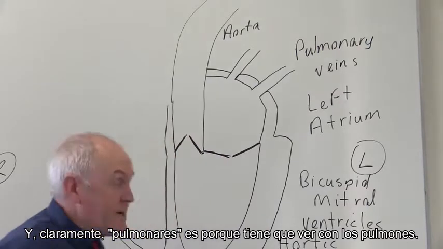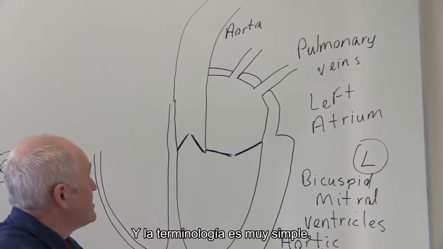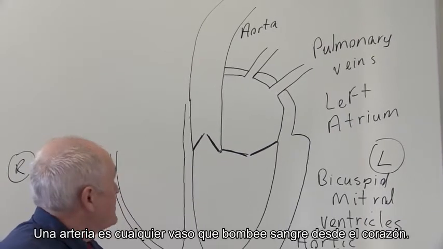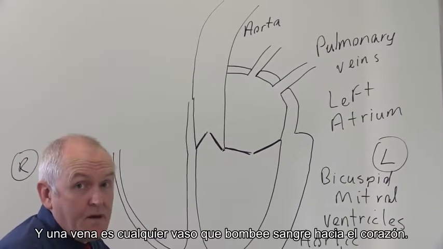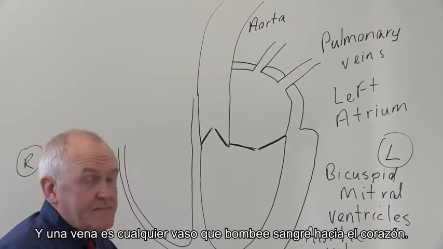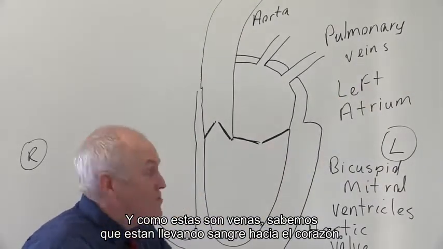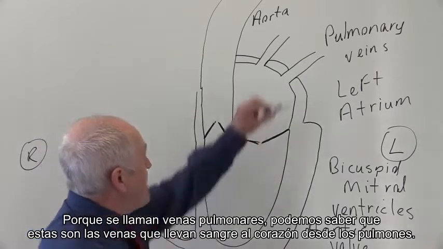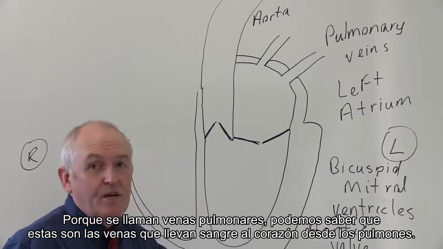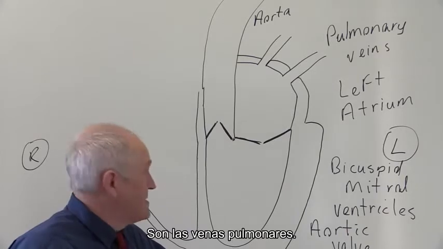And of course, pulmonary means to do with the lungs. And the terminology is very simple. An artery is any vessel carrying blood away from the heart, while a vein is any vessel carrying blood towards the heart. So because these are veins, we know they're carrying blood towards the heart. Because they're pulmonary veins, we can know that these are the veins that are carrying blood towards the heart from the lungs. They're the pulmonary veins.